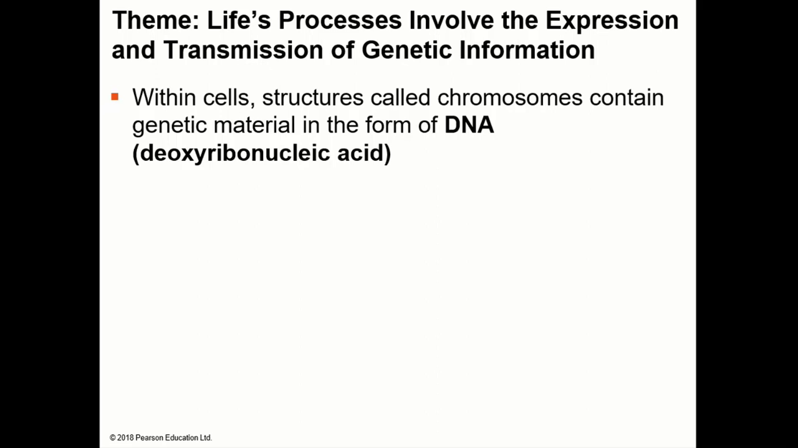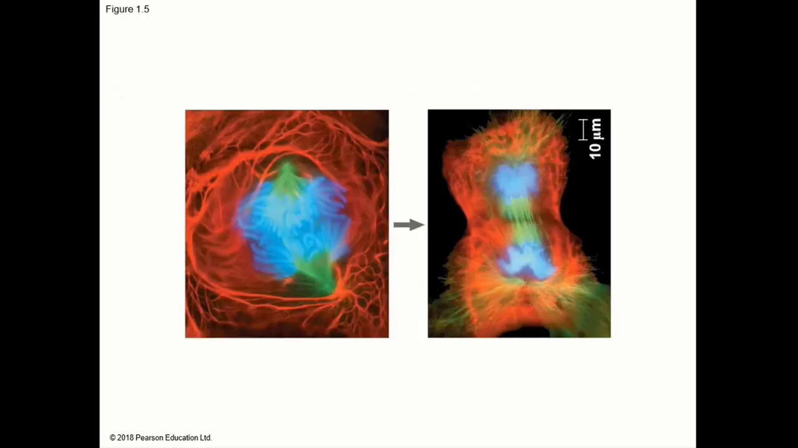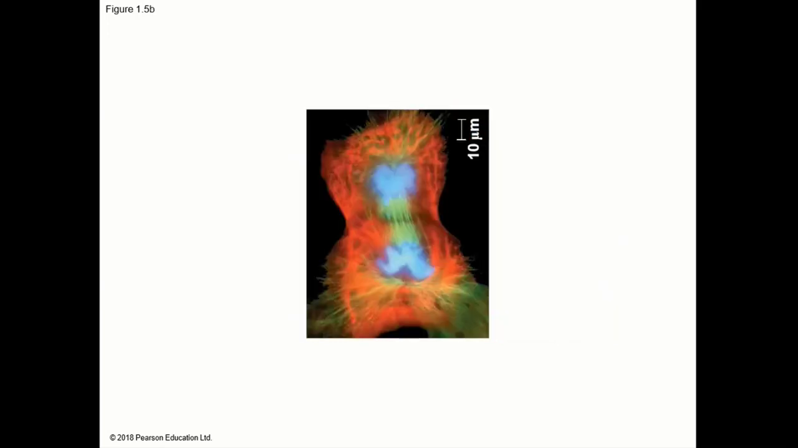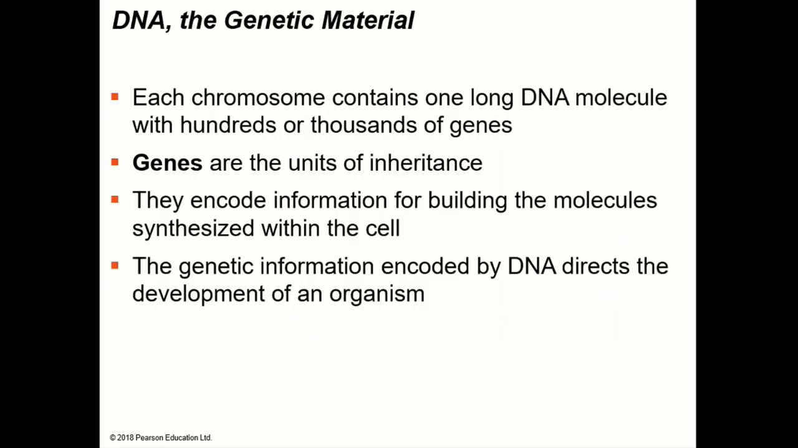So within those cells, structures are called chromosomes, which contain, as I've mentioned before, genetic material in the form of DNA. That's where you're going to find DNA, and that's where you're going to find the building blocks of what an individual is. And to some level, that's where you can distinguish between the species.